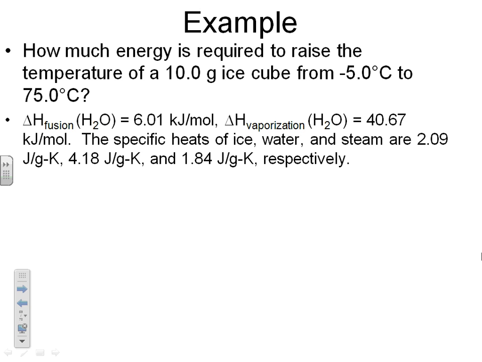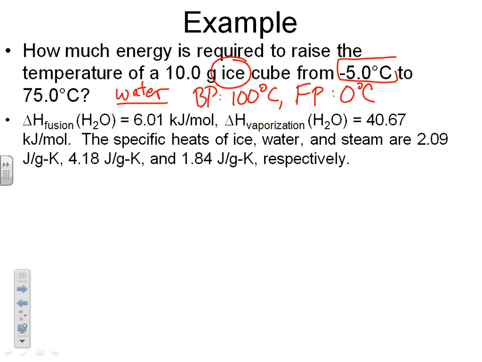The first thing that we want to do in this problem is recognize that we're talking about water, which means that we know the normal boiling point, and we can't assume unless we're told otherwise that we are under 1 atmosphere of pressure. The normal boiling point of water is 100 degrees Celsius, and the freezing point, or melting point, is 0 degrees Celsius. So we are starting below the freezing point, and we're ending somewhere between the freezing point and the boiling point.